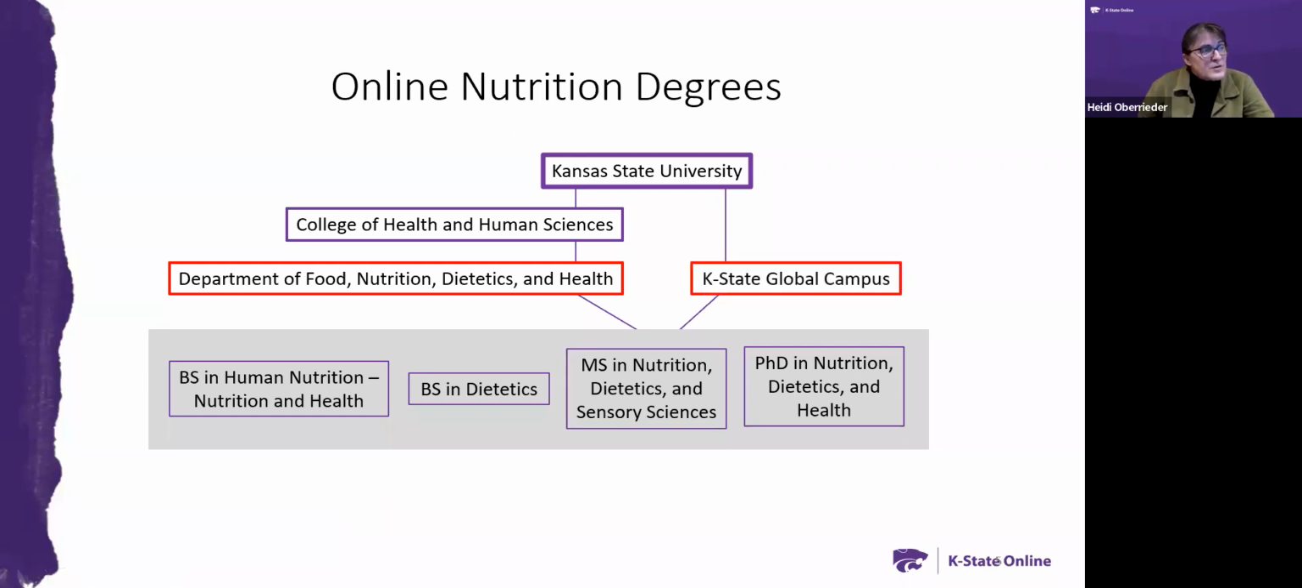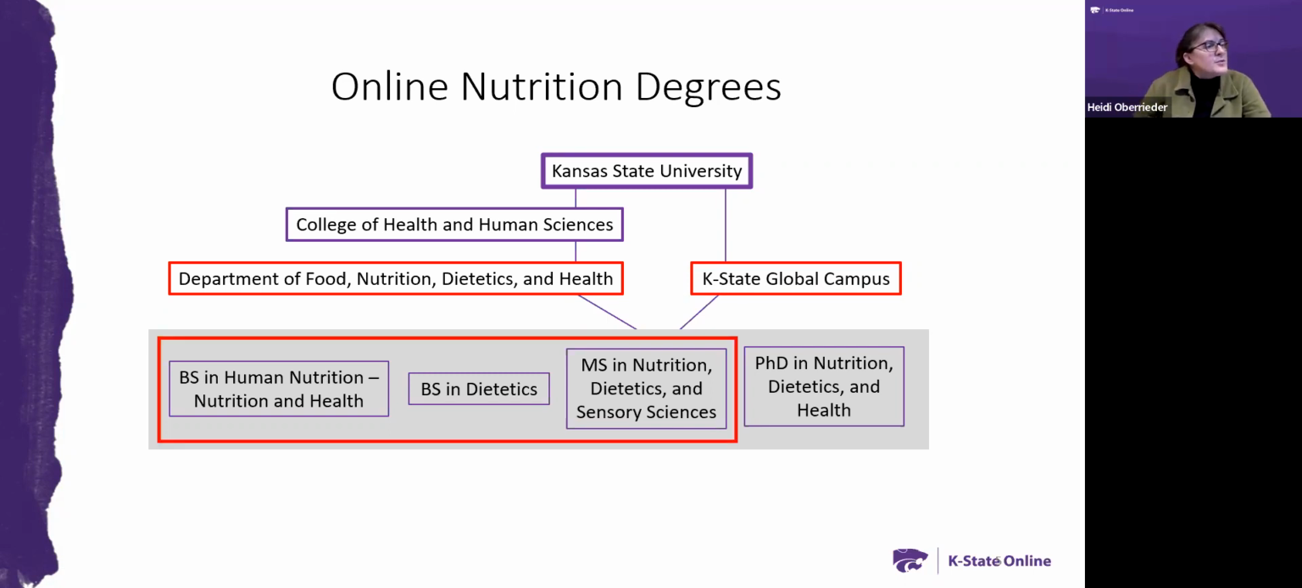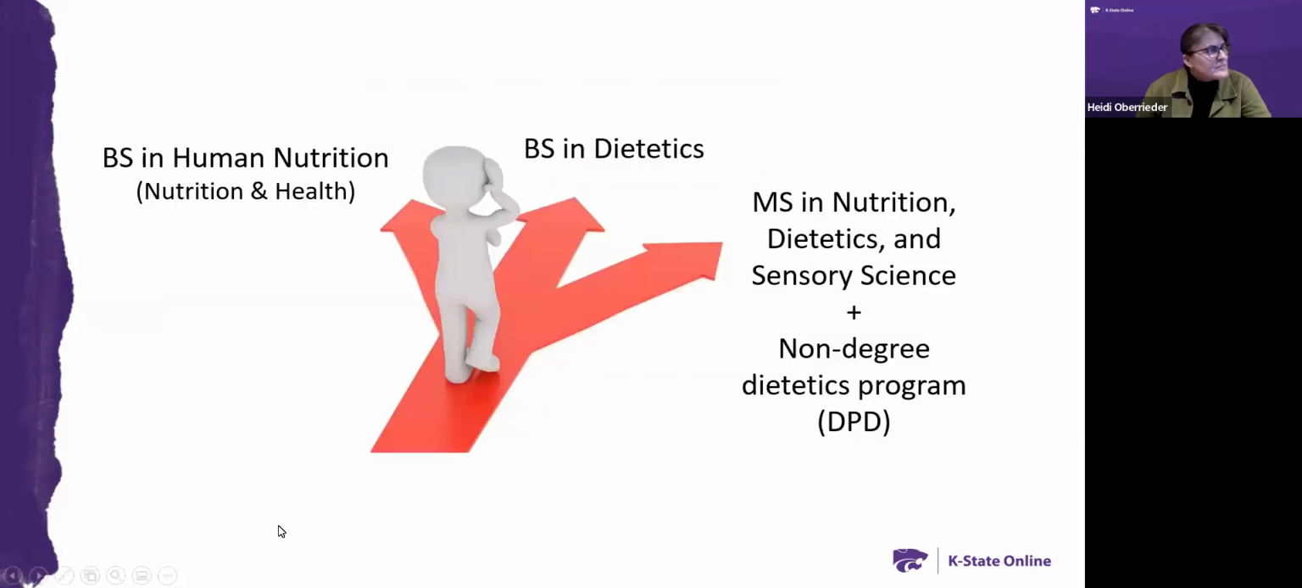And of the programs we offer, there's 3 that we offer in the online format. There's the BS in Human Nutrition, which we call Nutrition and Health. We have the BS in Dietetics. We have the Masters in Nutrition, Dietetics, and Sensory Sciences. And then we do have a PhD in Nutrition and Dietetics and Health. That is not in the online format. So really it's these 3 that are on the far left. Those are our online degree programs focused on nutrition.